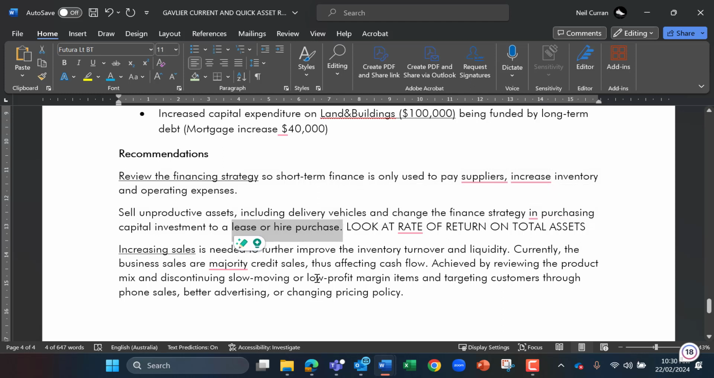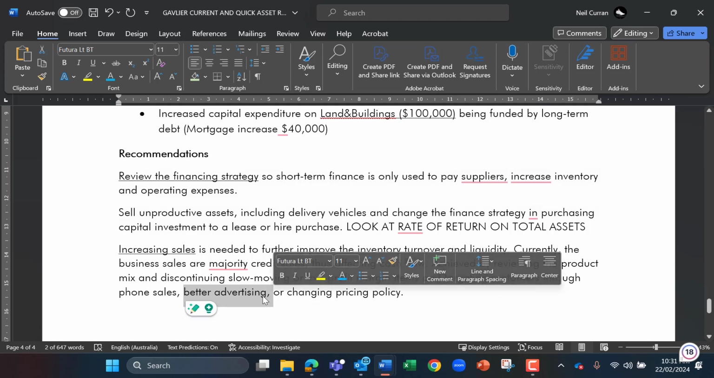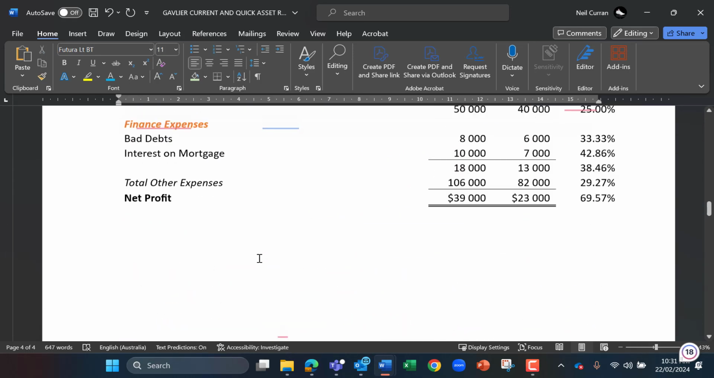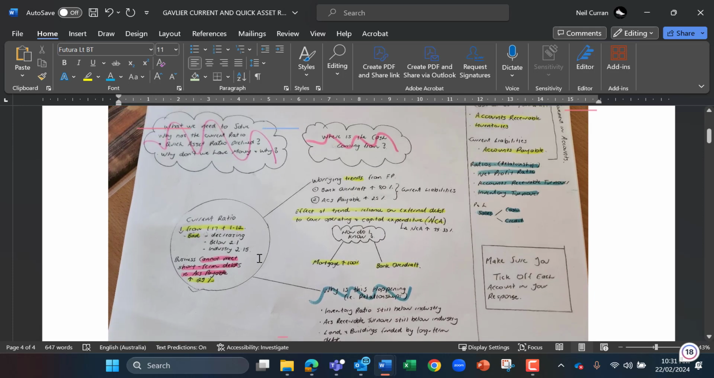And how to actually do it, for example, with our assets is going to leasing or hire purchase rather than purchasing outright. With our sales is reviewing the product mix and looking at slow moving or low profit margin items and targeting consumers through better advertising or changing policy. Now this advertising will be looked at in our inventory turnover, and that will form a relationship with those two ratios. So our next podcast will be looking at our accounts receivable turnover, and then I'll create one of these as well. It'd be strongly recommended that you, in your 15 minutes, go and do 3 of these, and then that will form your structure for your assessment and writing of it.